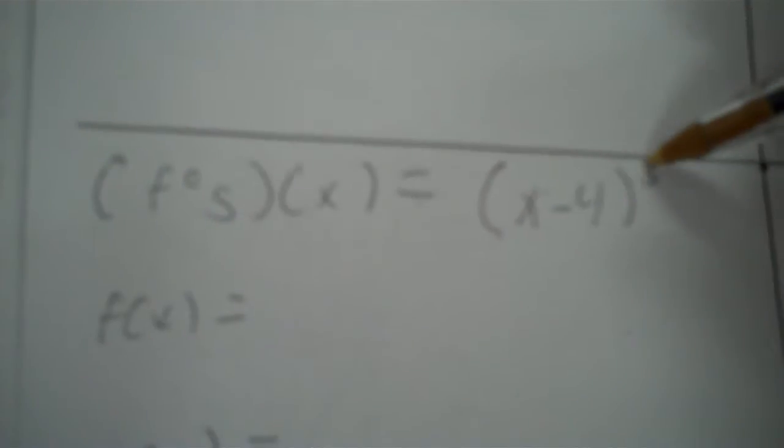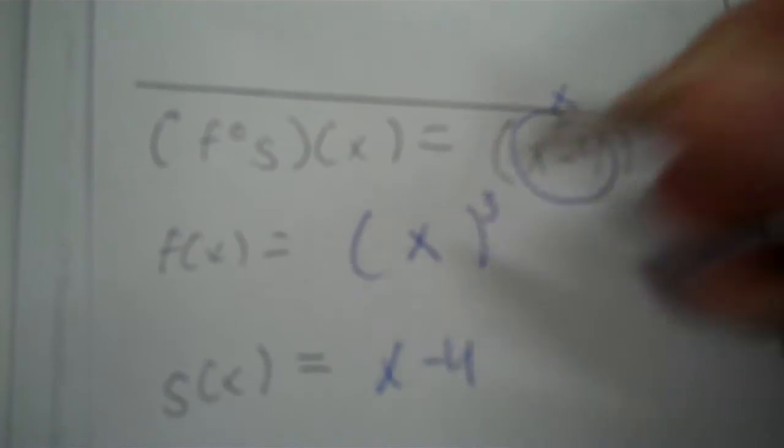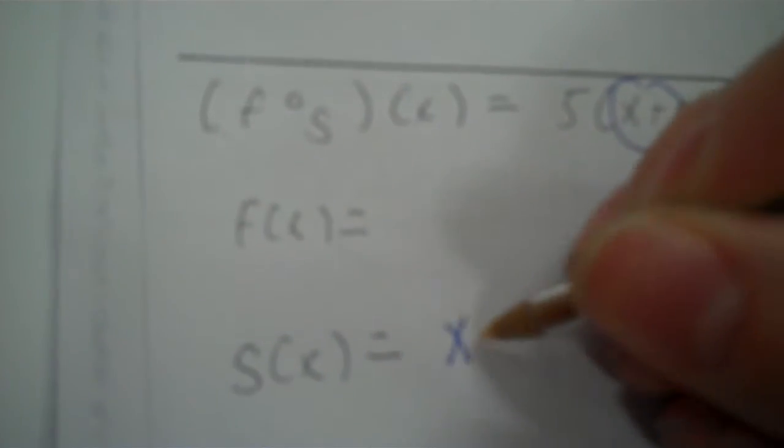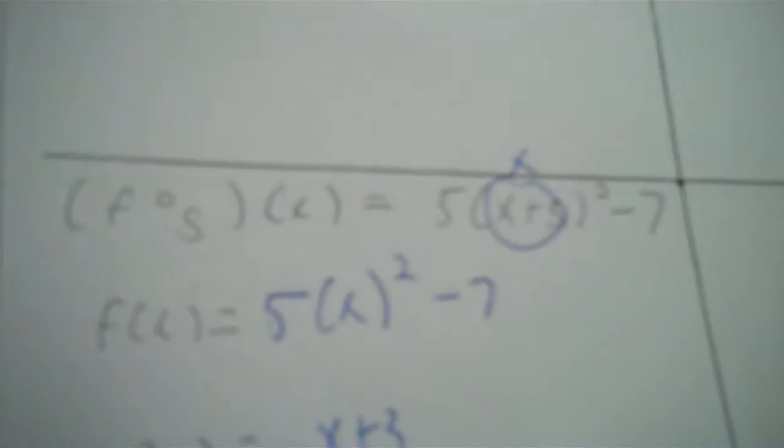That's all you do. Okay, next one, we have a quantity to the third power. So the function is a third power. So x minus 4. Now you can use parentheses or not, it doesn't matter. X to the third. With those powers, it doesn't really matter. Okay, next one, x plus 3. So I have 5, and you can put your x in parentheses or not, it doesn't matter, to the second, minus 7.